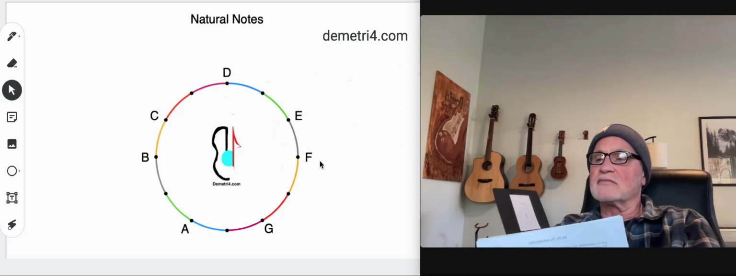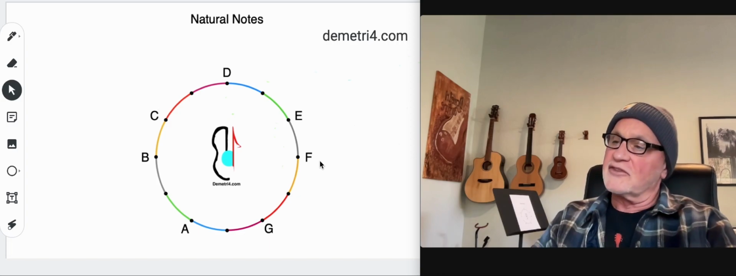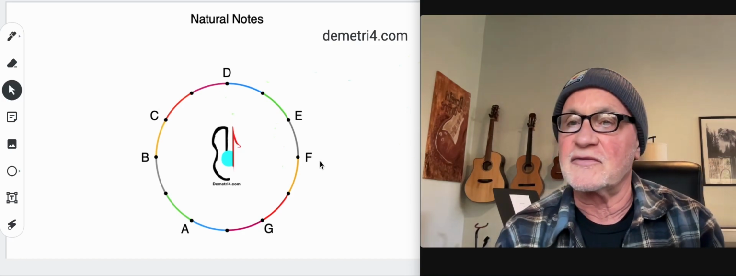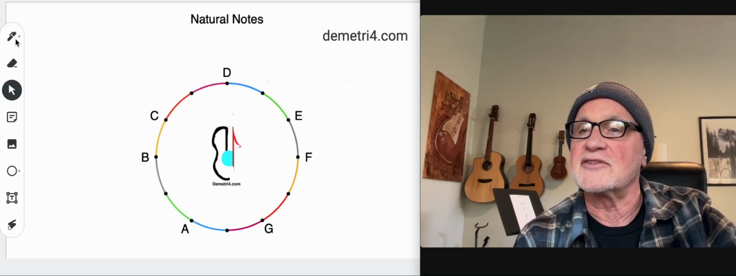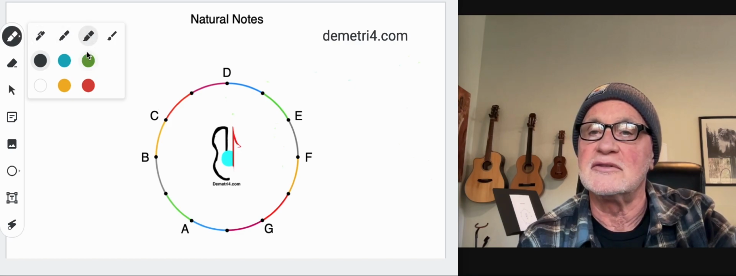Page 2. Working with the circle starting on C, we can now explore the quality of each of the fifth intervals in the major scale. For example, C to G is 3 whole steps and a half step, perfect fifth. All right, let's take a look. See if this is all true.